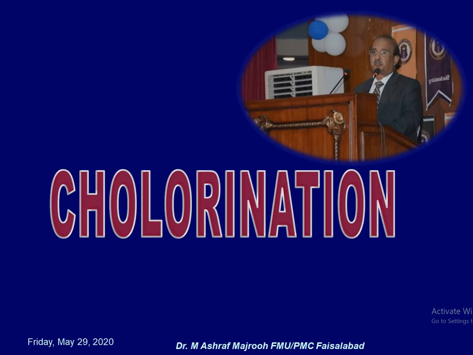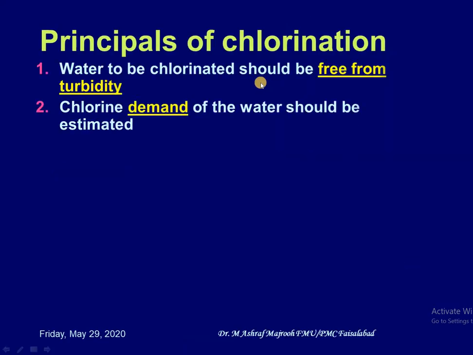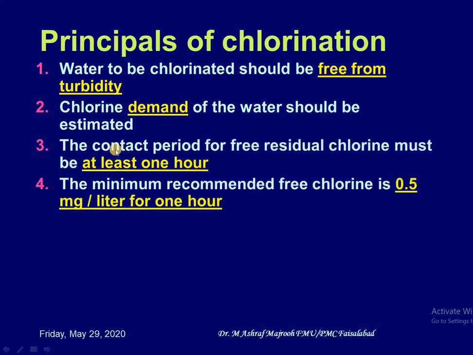Then most commonly used in our setting is chlorination, and we will discuss chlorination in a little bit more detail. The principles of chlorination: water to be chlorinated should be free from turbidity, and the chlorine demand of water should be estimated for each source. The contact period for free residual chlorine must be at least 1 hour. The minimum recommended free chlorine is 0.5 mg per liter for 1 hour.